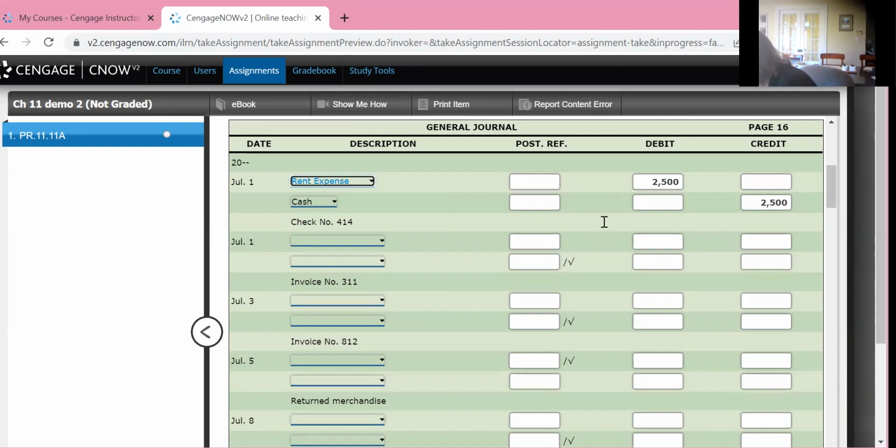And then the second transaction, also on July 1st, is purchase merchandise on account from Tilly's Toys, invoice number 311, $2,800, terms 2/10, net 30. So did we pay cash? No. How do we know? No, terms are stated when you pay cash. It's only the credit sales or credit purchases that have terms attached to them.